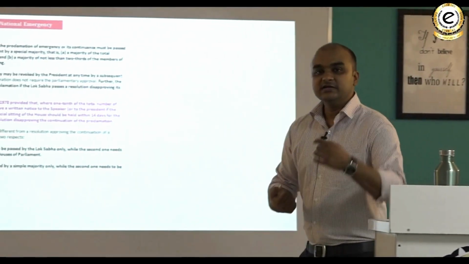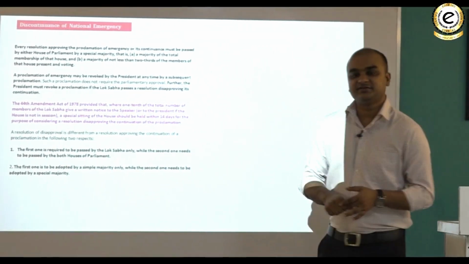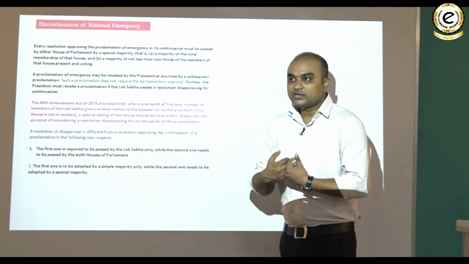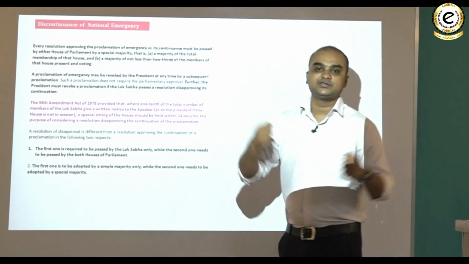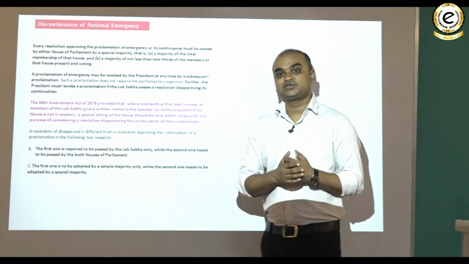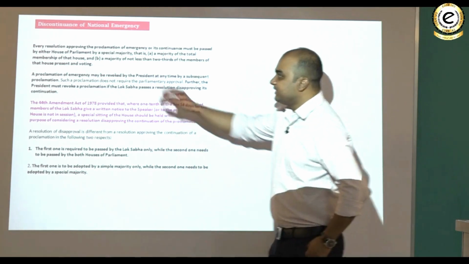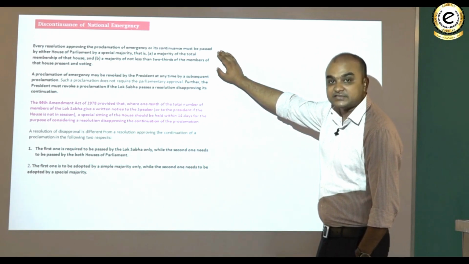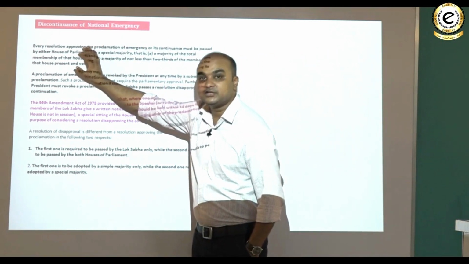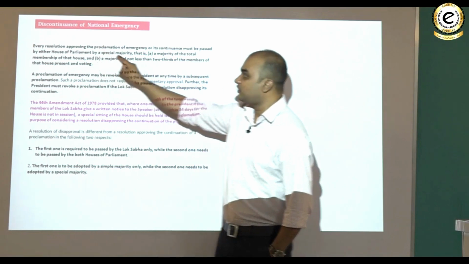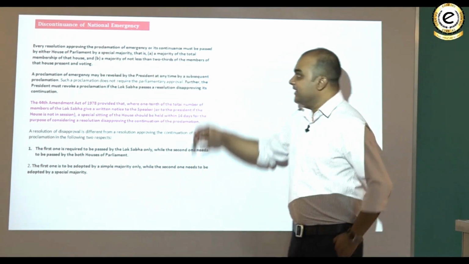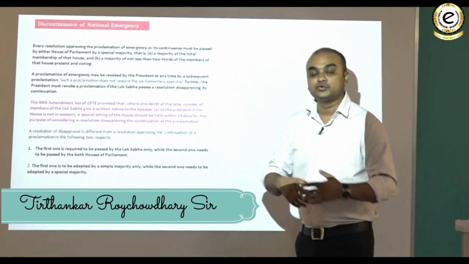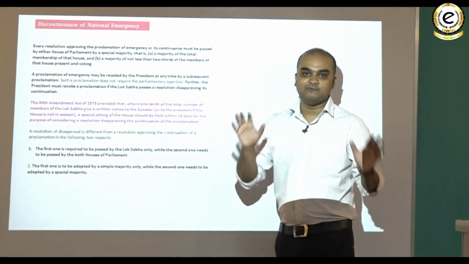Now, how can we discontinue the emergency? Now, before we go into that, let's have a look at what kind of approval is required in both the houses of the Union Legislature for the continuance of the national emergency. Every resolution approving the proclamation of emergency or its continuance must be passed by a special majority in either house of the Parliament. It means a majority of the total membership of the House and a majority of not less than 2/3 of the members present and voting.